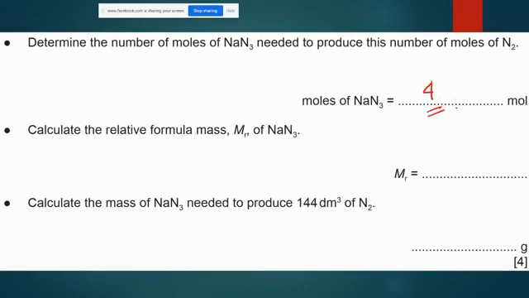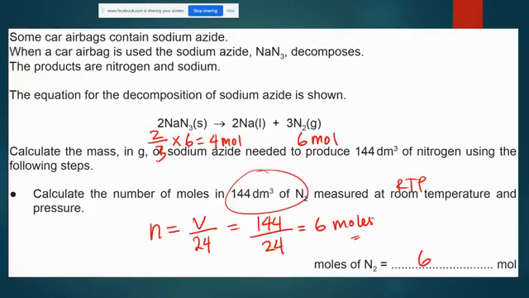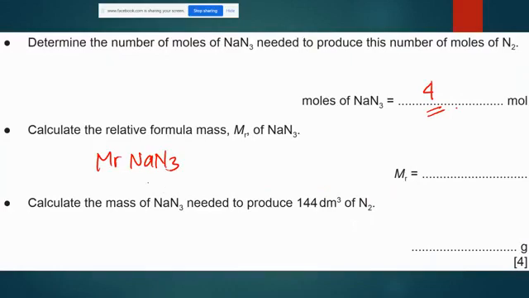Calculate the relative formula mass, or MR, of NaN3. Relative formula mass is the same as relative molecular mass, but this is for ionic compound. Once again, if the AR values of elements are not given, you have to find it from the periodic table. In this case, the AR value of Na is 23, and the AR value of nitrogen is 14.